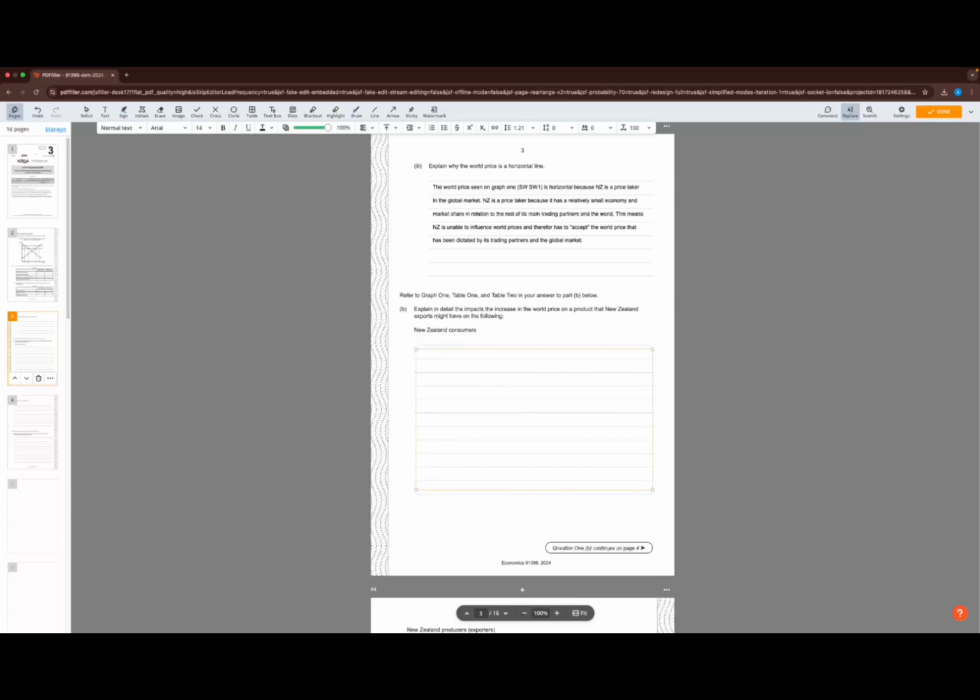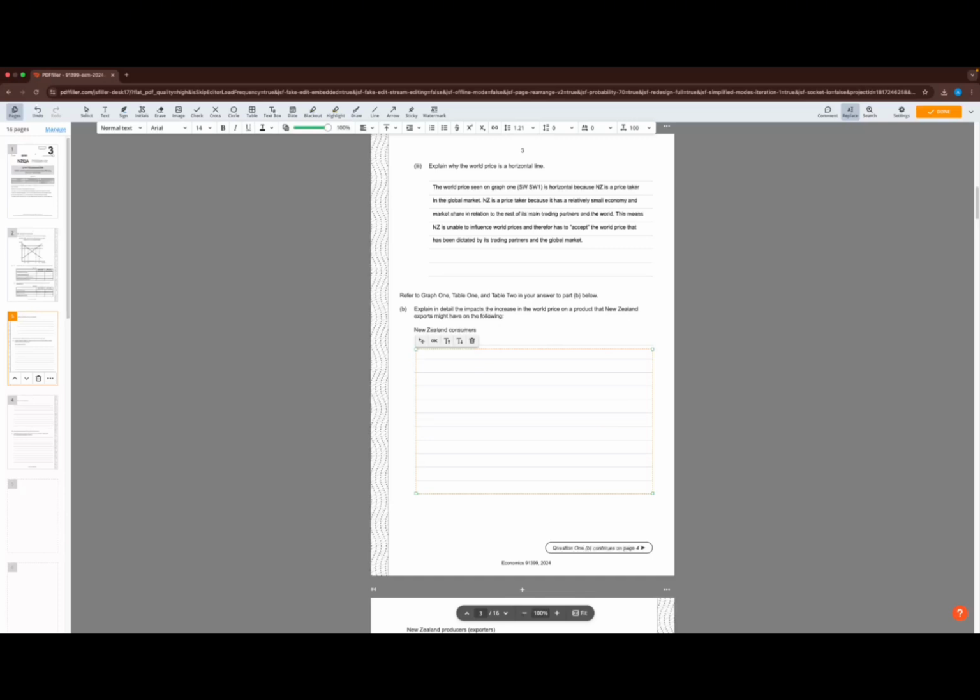Remembering, guys, I know I said this before, but it's not like with a math test or maybe a physics test where you get individual marks for each question. You're not graded on individual marks for each part of a question. For this, you're given an overall mark for the entire question, which they look at based off the understanding that they can see. So moving on, refer to graph 1, table 1 and table 2 in your answers to part B below.